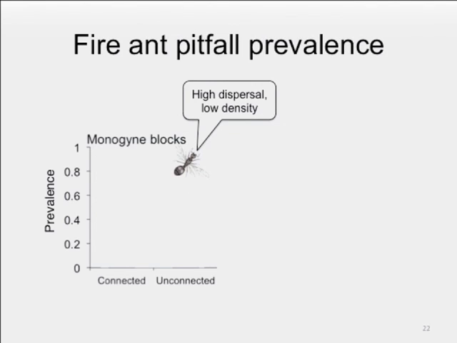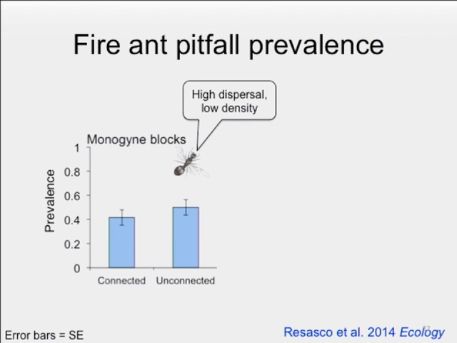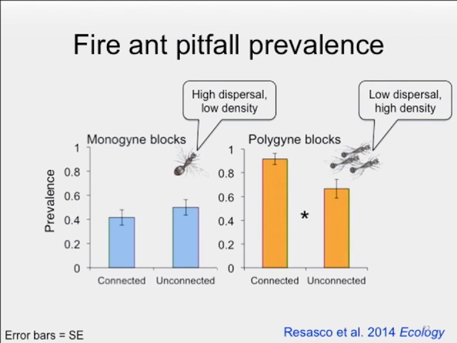So to assess the effect of corridors on invasion, I'm going to present here prevalence in pitfall traps, or proportion of pitfall traps per patch that were occupied by fire ants. So first I'm going to show for the monogyne blocks, and here the monogyne queen wants to remind us that she's the one that disperses well and establishes at low densities. So if we look at prevalence in monogyne blocks, we see no difference in prevalence between connected and unconnected patches. However, when we look at polygyne blocks, we first of all see that reflecting those higher densities, we have a higher prevalence of ants, but we actually have a 36% higher prevalence in connected patches than unconnected patches.